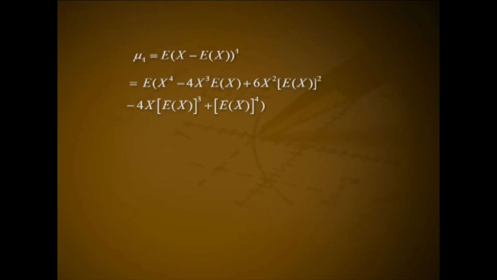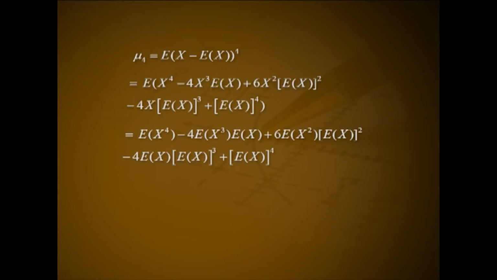That is equal to expectation of x raised to 4 minus 4 expectation of x cube into expectation of x plus 6 expectation of x square into (expectation of x) all square minus 4 expectation of x into (expectation of x) all cube plus (expectation of x) all raised to 4.